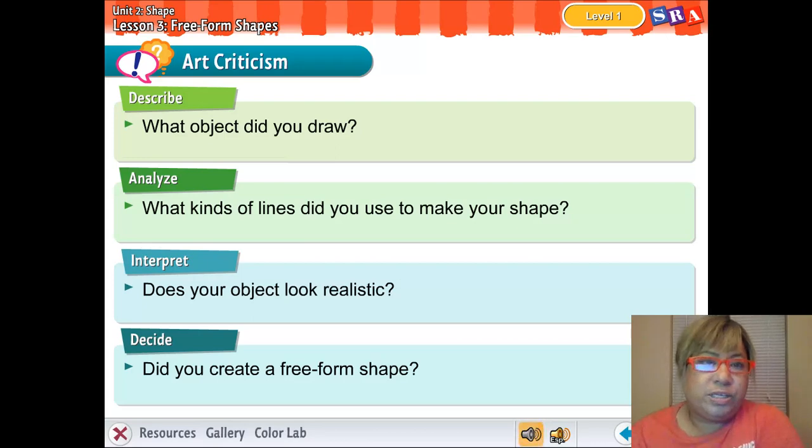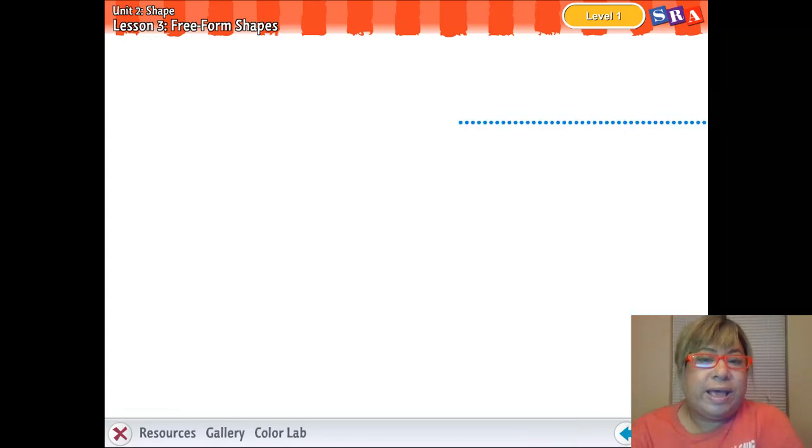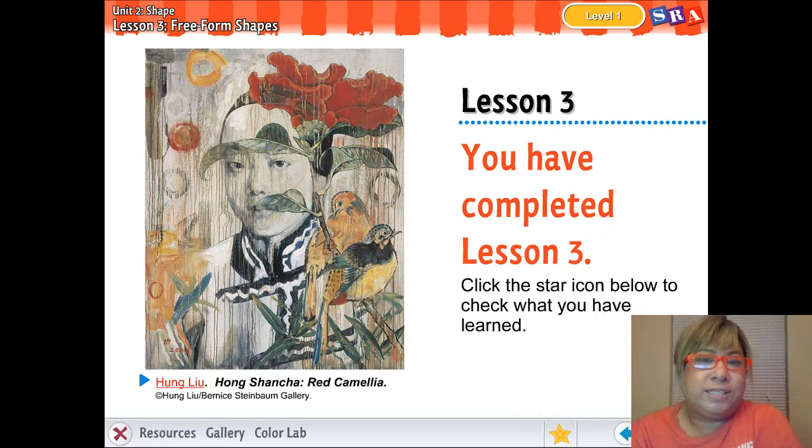Okay, so you are done for lesson 3. If you have a Nearpod lesson on your Canvas, you need to go onto your Nearpod Canvas lesson for lesson 3 and complete the lesson on Nearpod. And it might have some activities that will ask you to show me what a freeform shape is. That way Ms. Camino can check to see if you know what a freeform shape is.